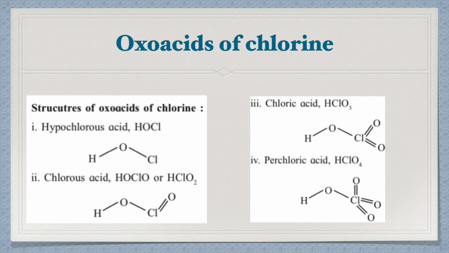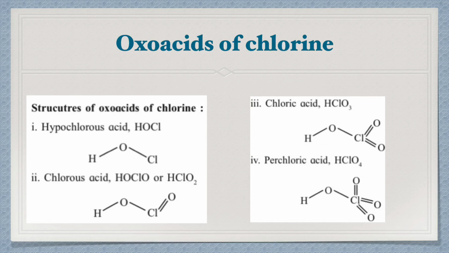So the structure is simple: H single bond O single bond Cl. This is how you draw the structure. Now just for your information, the oxidation state is +1 for chlorine, and if I ask you to find out the number of lone pairs in oxygen and in chlorine, oxygen having 2 bonds will have 2 lone pairs. Chlorine with 1 bond will have 3 lone pairs, because we know the number of valence electrons in chlorine is 7.